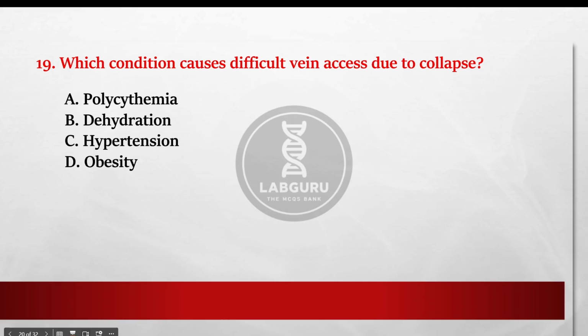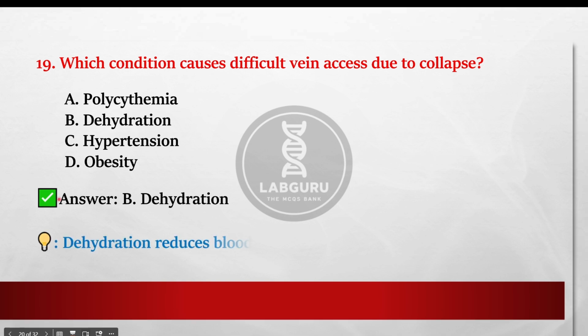Question number 19 is, which condition causes difficult vein access due to collapse? Option A is polycythemia, option B dehydration, option C is hypertension, and option D is obesity. The right answer is dehydration. Dehydration reduces blood volume and can collapse the vein.